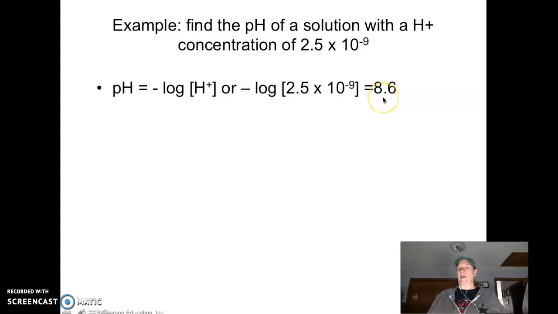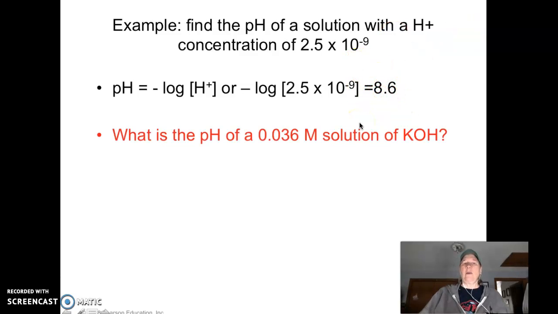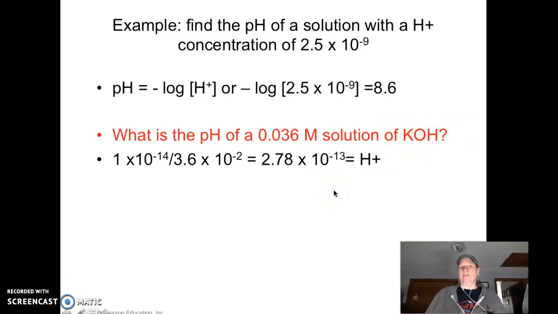So I can tell right away, if you say a solution has a pH of 8.6, is it an acid or base? I can tell you right away it's base. Okay, all right, what is the pH? Here we've got the KOH concentration, and we want pH. This is a base, so we can do a couple different things. We can find the H3O or the H+ concentration by taking, remember, they both multiply to equal 1 times 10 to the negative 14th. So if I divide, I get 2.78 times 10 to the 13th as the H. And then I do like I did up here, take the log.